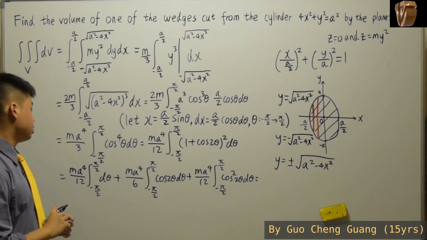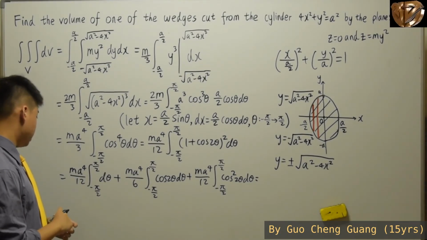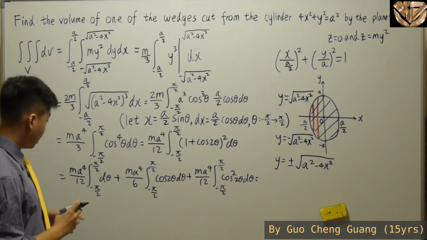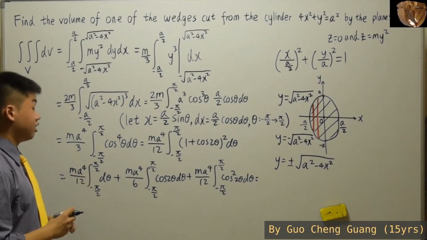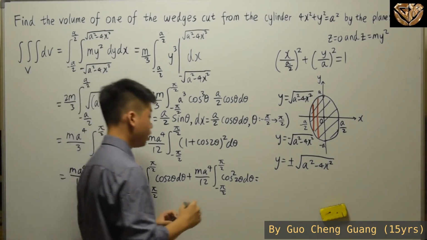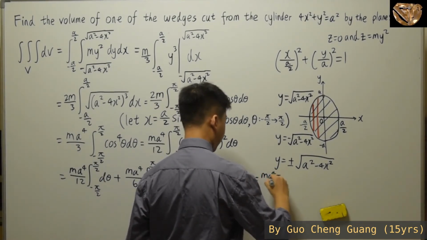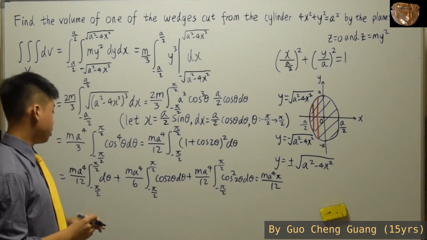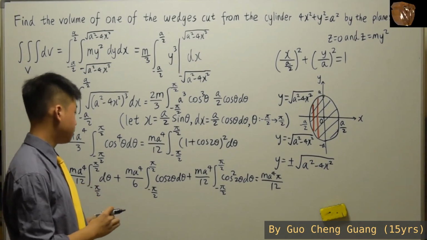The first term should be rather simple to integrate, since what you will see is there will be half pi, so half pi minus negative half pi, that will just be a pi, where you're going to have ma to the power of 4 pi over 12. Now in the second term, so we're going to have to divide by 2, and cosine becomes sine.